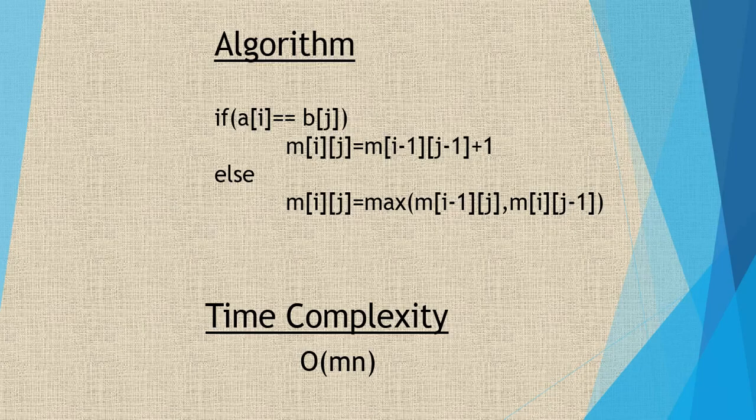Now this is the algorithm over here. If A[i] is equivalent to B[j], these two represent our strings, then M[i][j], which is our matrix, equals M[i-1][j-1], that means the diagonally opposite element, plus 1, or else M[i][j] equals the maximum of the value at the top and the value at the left. The time complexity of this solution is O(MN).